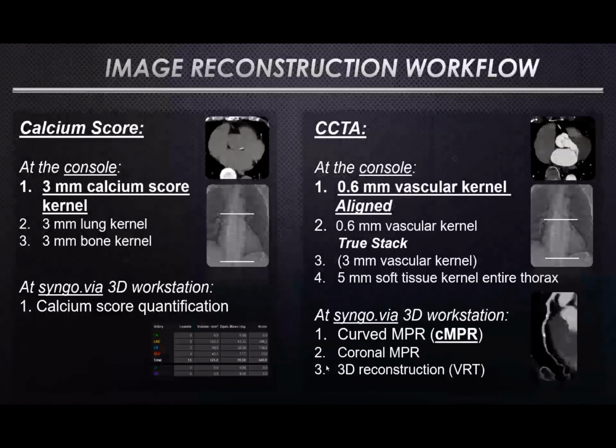And then very important is also, when you have the images acquired, how you reconstruct the images. In case that you have a calcium score acquisition, that will be the case in the majority of patients, at the console you will reconstruct 3 millimeter calcium score kernel images. And from the same acquisition, you also reconstruct lung and bone images.